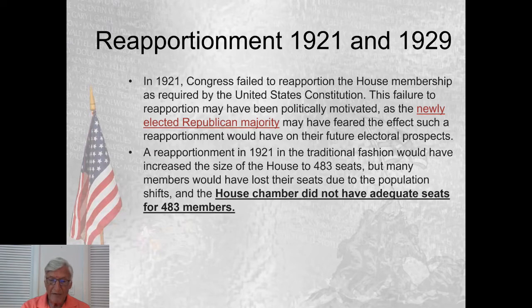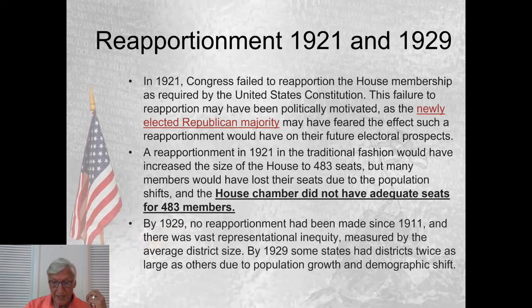But guess why they didn't do that? The House chamber did not have adequate seats to encompass 483 members. As it is, there are no desks in the House of Representatives. For 435 people, they have chairs to sit in, but nowhere to sit at a desk as they do in the Senate.